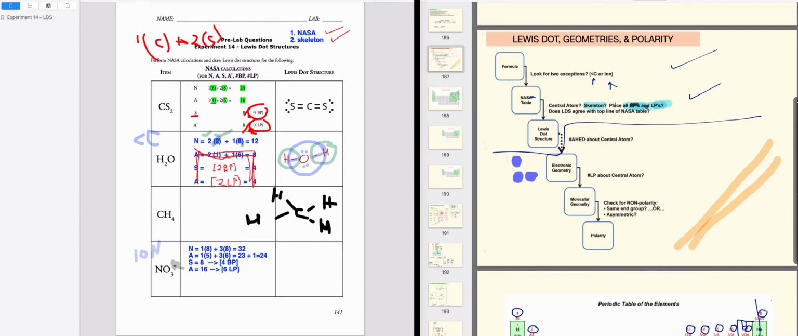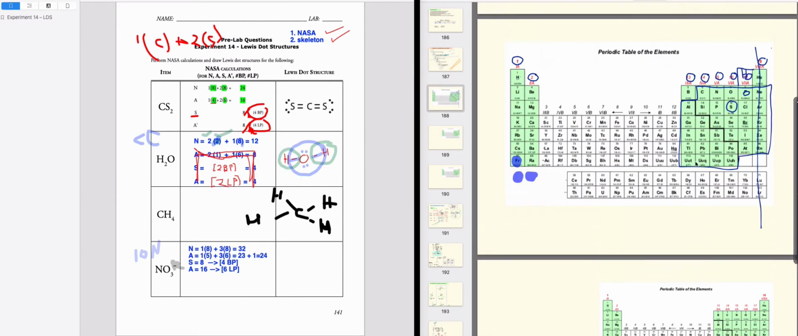Skeleton, I've got an N and 3 oxygens. N is the least electronegative. N is furthest away from fluorine. Oxygen is right next to it. N is 2 away. So the thing furthest away from fluorine is nitrogen. So I'm going to guess that my skeleton looks like this.